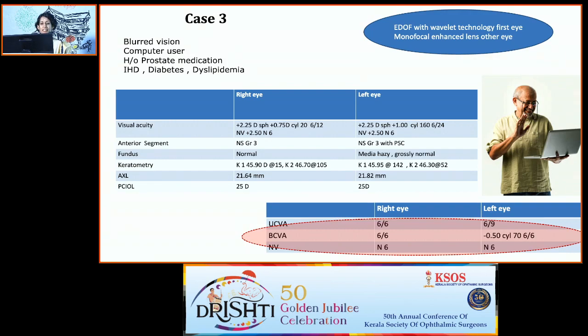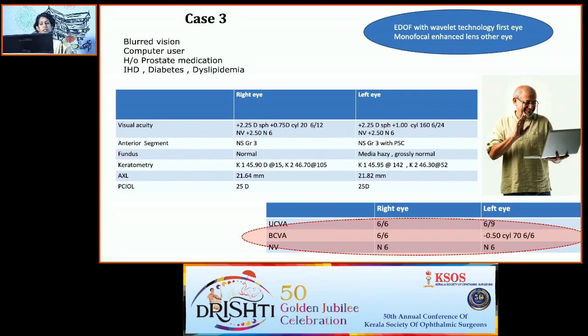The next case is Mr. G. Mr. G is also a person who uses computers, and he is on prostate medication. So he wanted a lens which would give him spectacle independence for computer use. We suggested an extended depth of focus lens with the wavelet technology in the first eye. Following the surgery, he had an uncorrected visual acuity of 6/6 for distance and N6 for near.